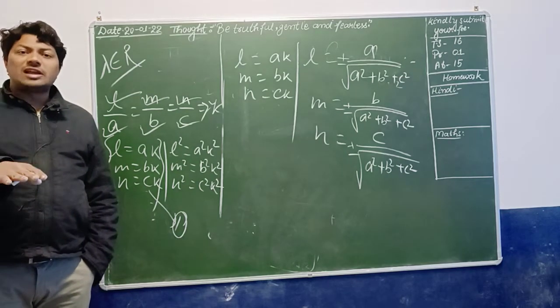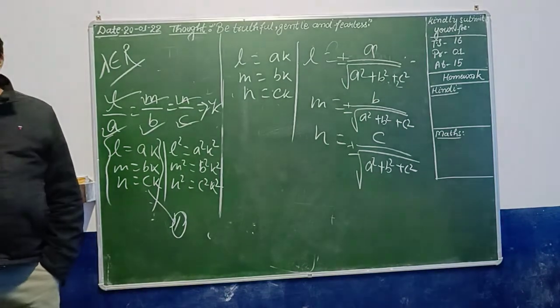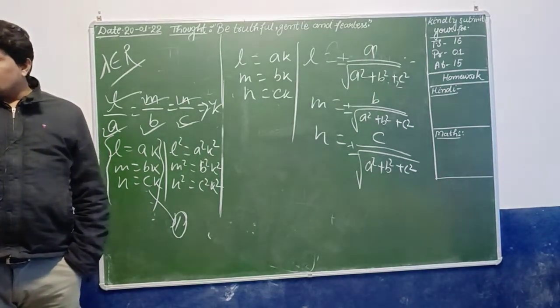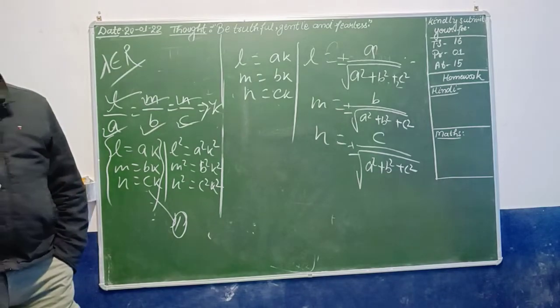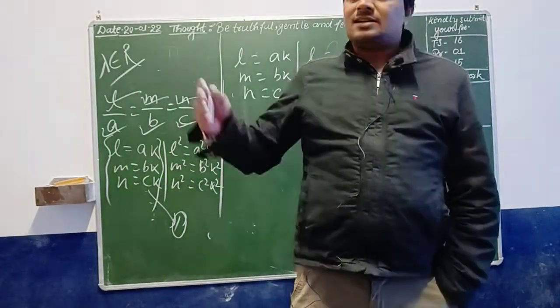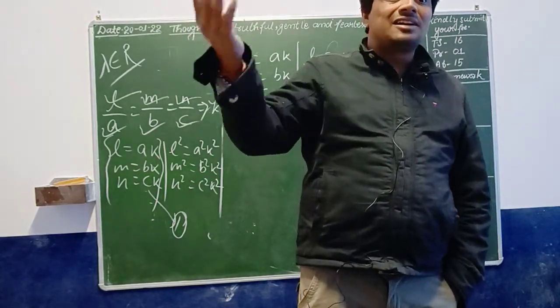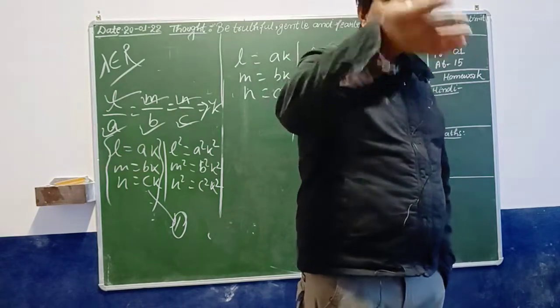So they will be called direction ratios. Clear? So what is the meaning of direction cosine? Then you have a question: Sir, what is the meaning of direction cosine? Direction ratio is clear: if three numbers are proportional, they work as direction ratios.